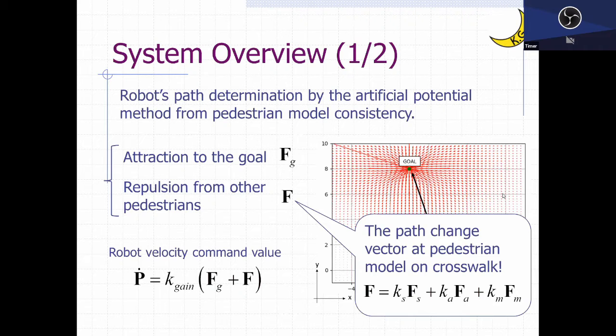Robot path determination by the artificial potential method from the pedestrian model consistency, like this. Attraction to the goal is F_T and repulsion from other pedestrians is F. F is derived in the investigative pedestrian model, so F is set by this.